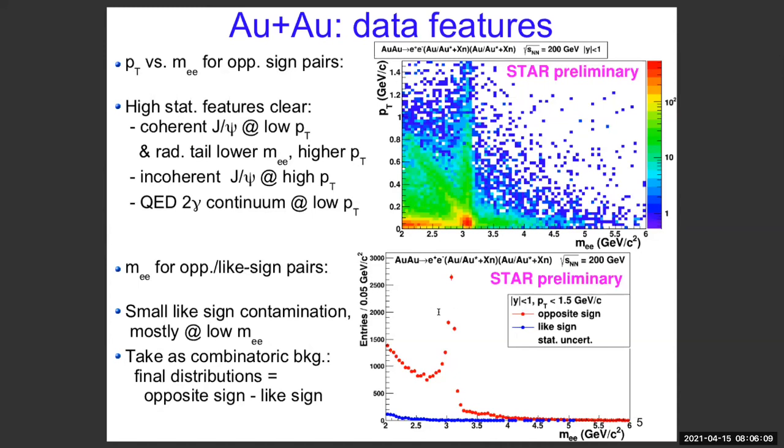Shown below is the mass distribution for both like sign and opposite sign pairs. There's a small contamination of wrongly identified pairs, contributing especially at low mass. But you see it's very, very clean data. And we take the like sign pairs as a combinatoric background and subtract it for our final distributions.